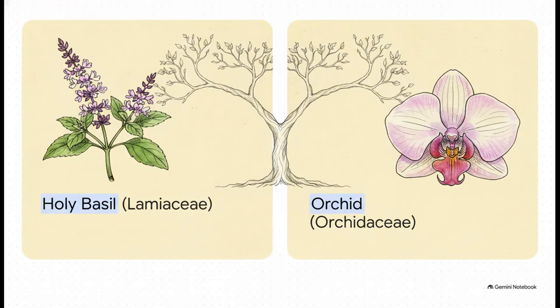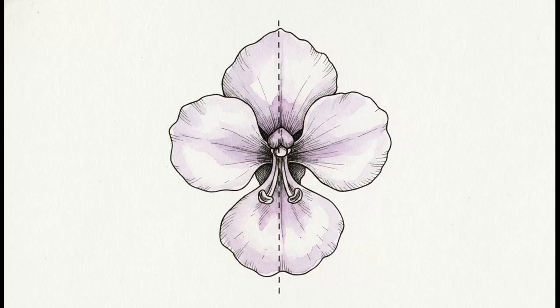So on one side we have the mint family, Lamiaceae, which is where our Holy Basil officially belongs. On the other side is the orchid family, Orchidaceae. Now, evolutionarily speaking, these two sit on entirely different branches of the plant kingdom. They're not closely related at all. And yet, under that macro lens, this Holy Basil flower mimics an orchid almost perfectly. It's uncanny.